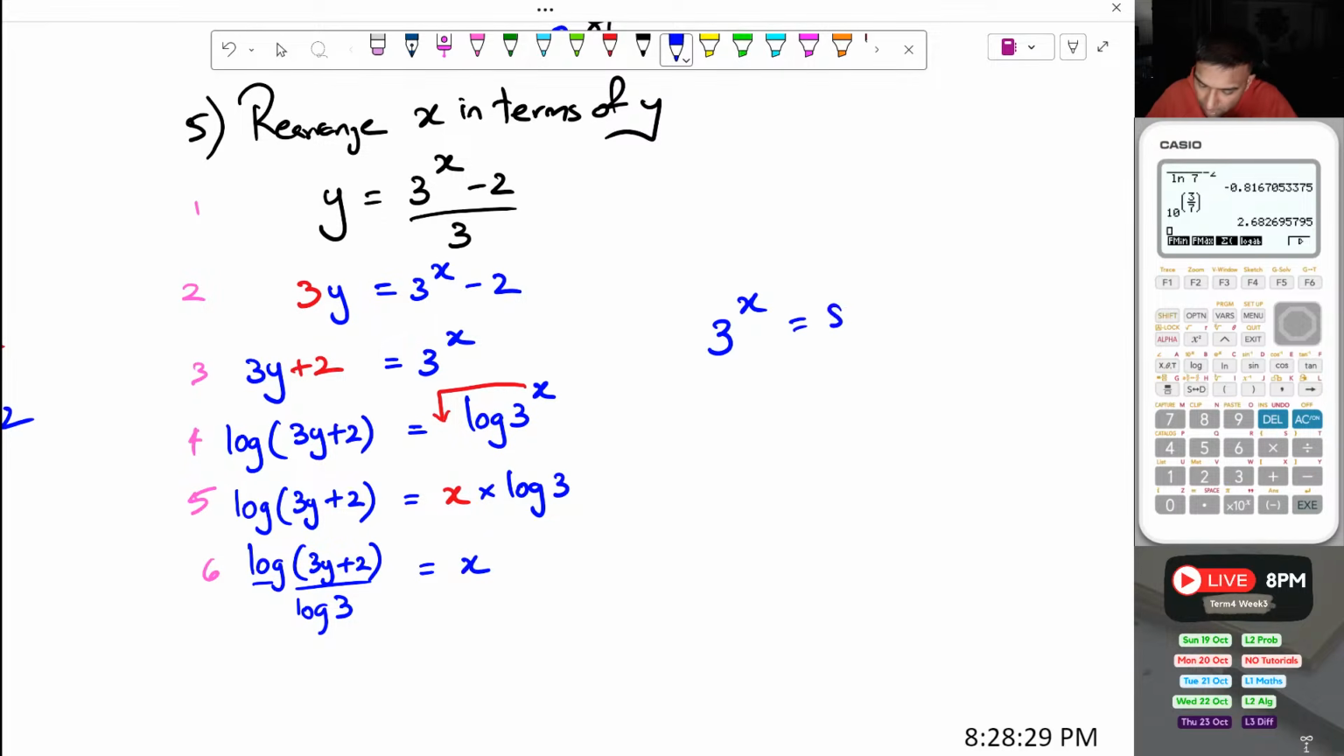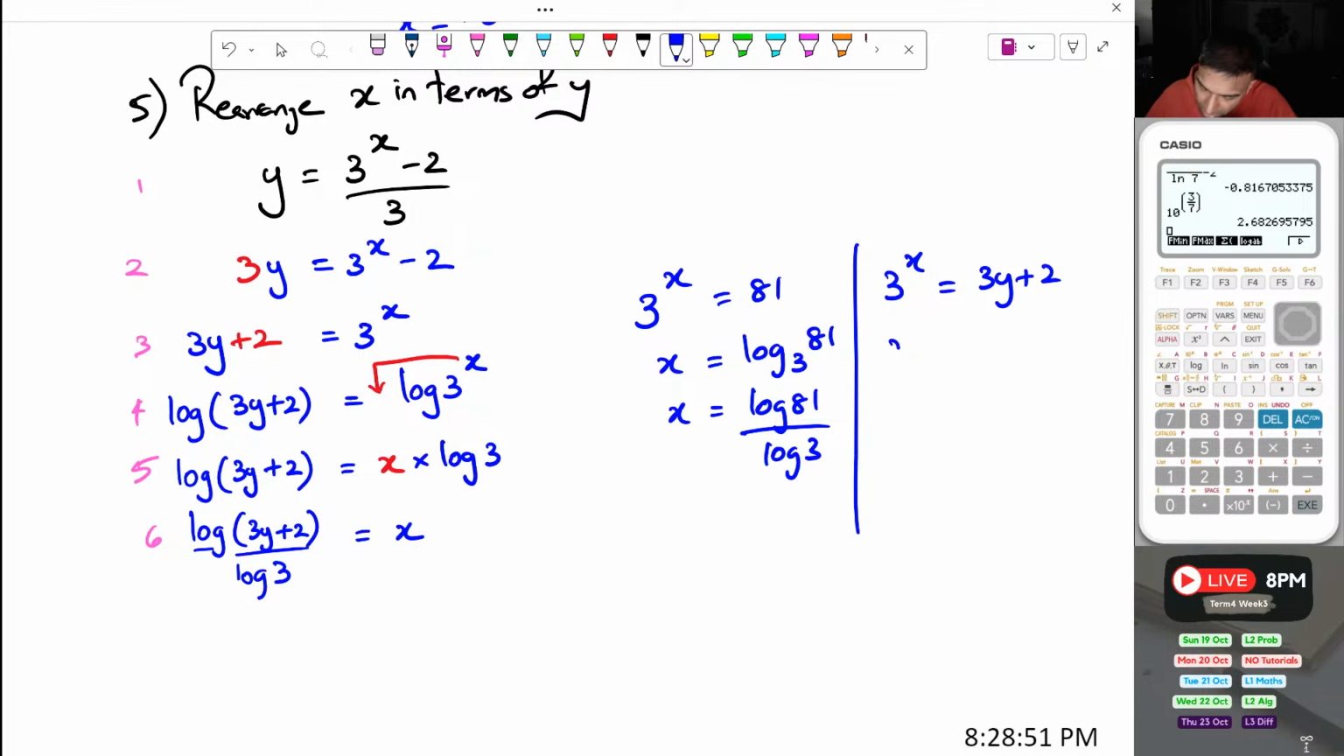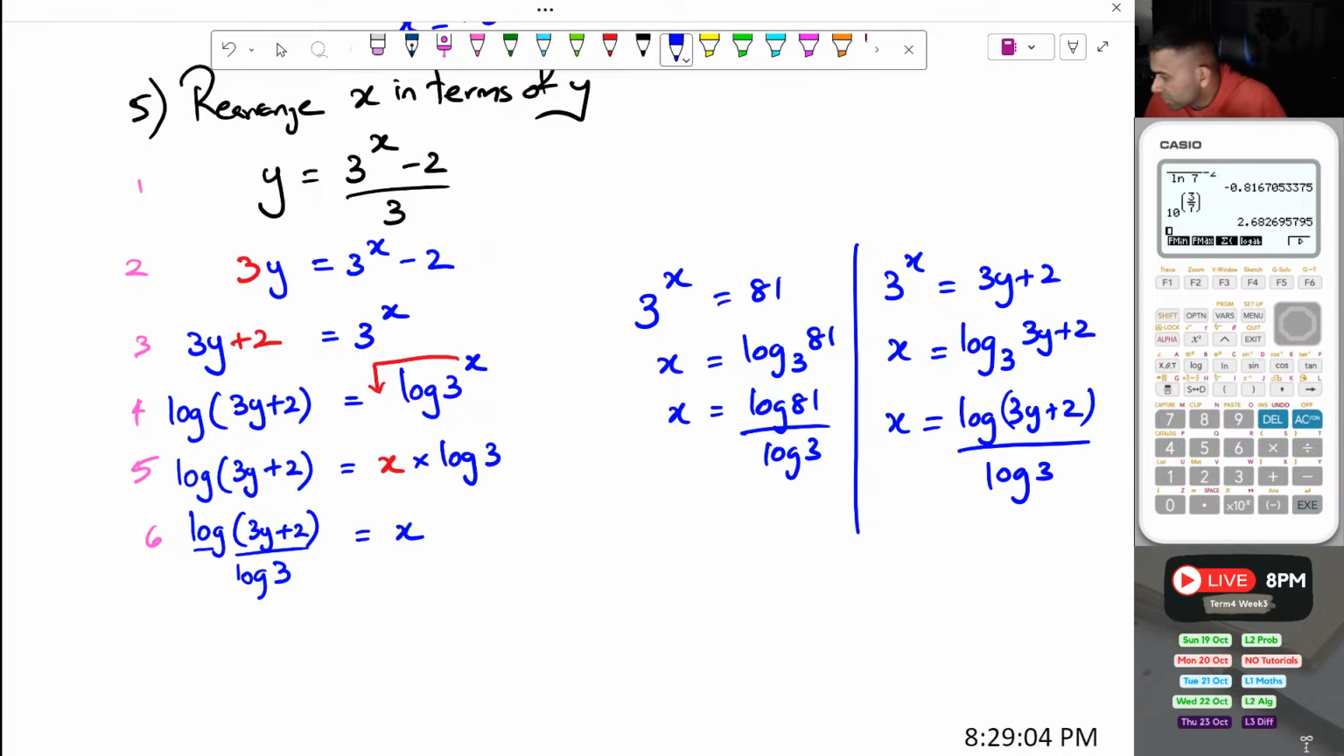Remember how we had 3^x is equal to 81? And then we wrote x is equal to log base 3 of 81. And in the calculator, I told you guys that this was the same thing as log 81 divided by log 3. So what he has done is he's got 3 to the power of x equals 3y plus 2, so x is equal to log base 3 of 3y plus 2. And of course, this is the same thing as log of 3y plus 2 divided by log 3. So, Devin, you're absolutely right. There's nothing wrong with that answer.